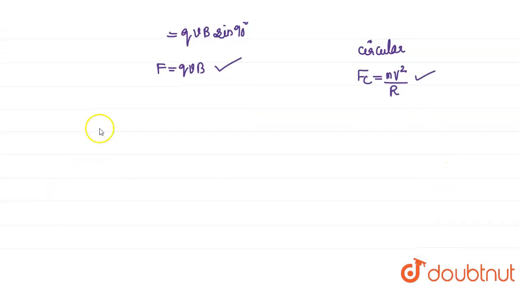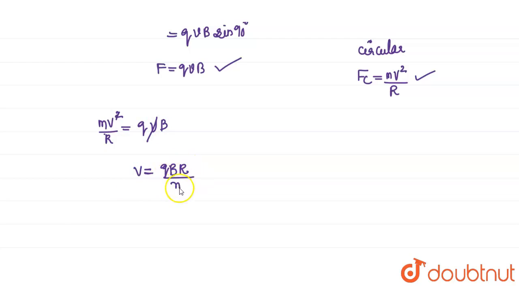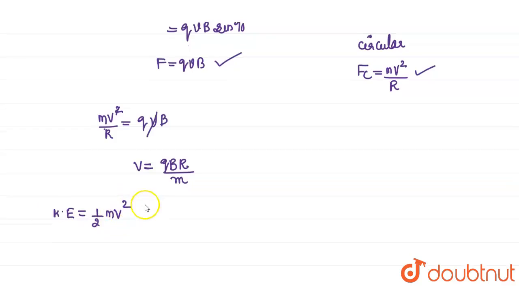So we can equate these two forces. So we get mv square divided by r equal to q into vB. We can cancel one velocity and we can write the equation for velocity, v is equal to qBr divided by m. Next we can find the equation for kinetic energy. We know that the equation for kinetic energy is half mv square.